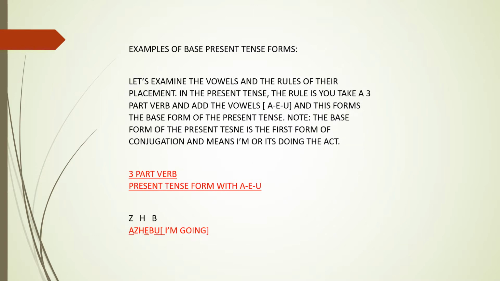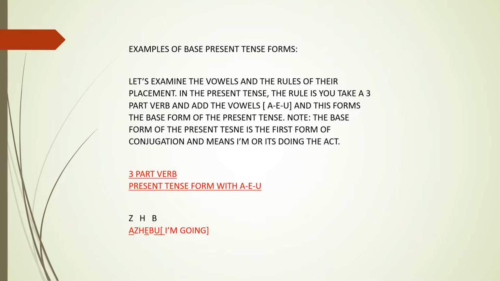So here are examples of base present tense forms. Let's examine the vowels and the rules of their placement. In the present tense, the rule is you take a three-part verb and add the vowels A, E, U, and this forms the base form of the present tense. Note, the base form of the present tense is the first form of conjugation and means I'm or it's doing the act.